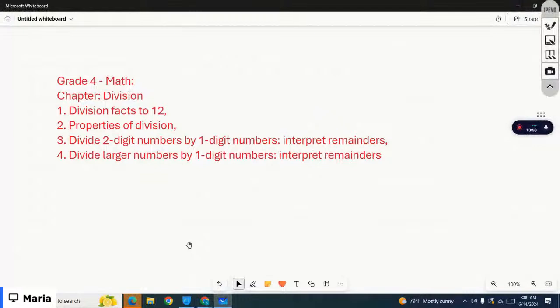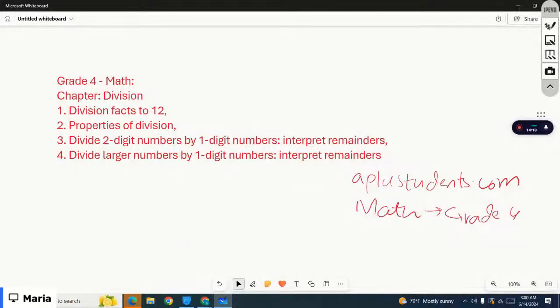We are here for grade 4 math. You can find all the lessons on aplusstudents.com. You have to select math from the subject tab, then scroll down to grade 4 math all lessons.